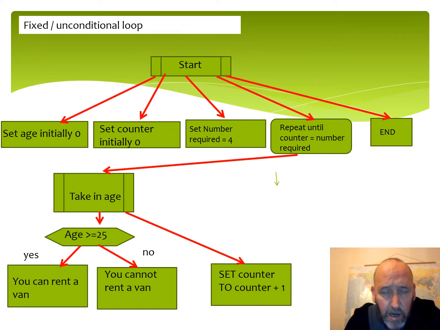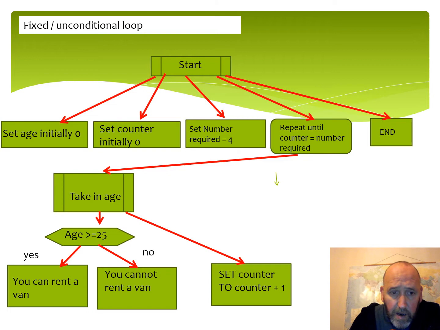So here's a fixed unconditional loop. We did this with the flowcharts, and so I'm going to do it with this. We're going to start, reading from left to right: set x to 0, set counter to 0, set number required equals 4, repeat until counter equals number required. We don't have to put that there, but it certainly helps if they ask us how many times it's going to loop.